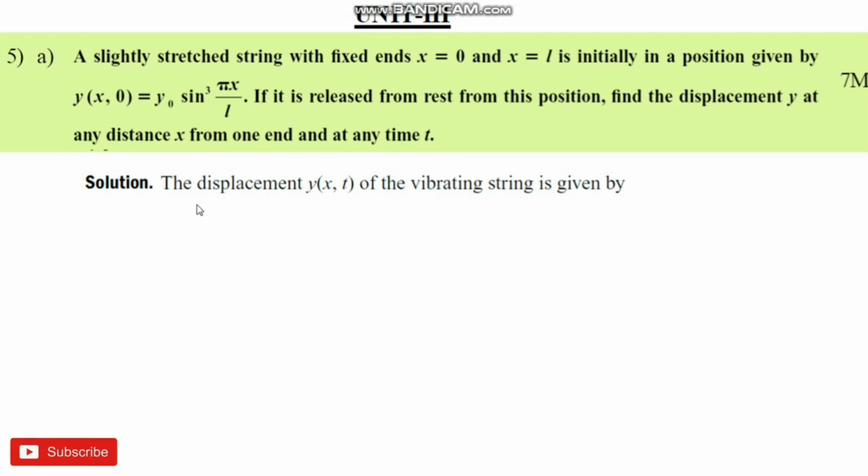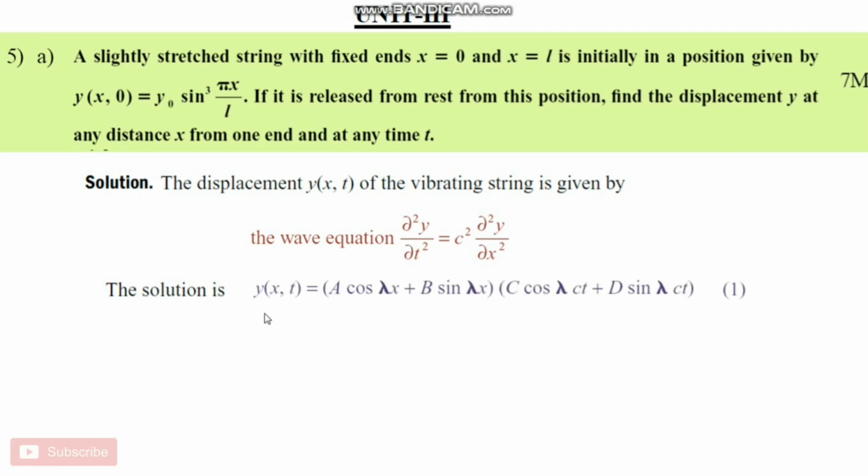We know that the displacement of the vibrating string is given by the wave equation del square y by del t square equals c square del square y by del x square. The solution to this partial differential equation is y(x,t) equals (a cosine lambda x plus b sin lambda x)(c cosine lambda ct plus d sin lambda ct). It is a second order partial derivative equation. The solution consists of the 4 unknowns a, b, c, d apart from lambda.